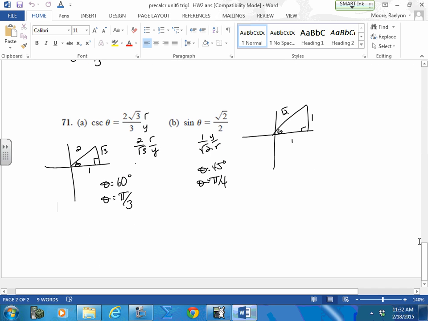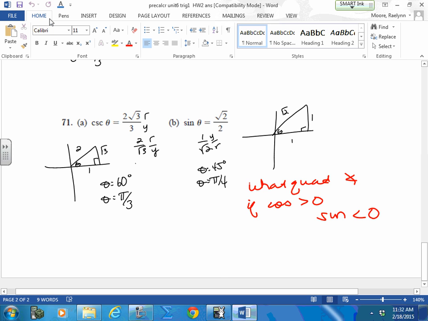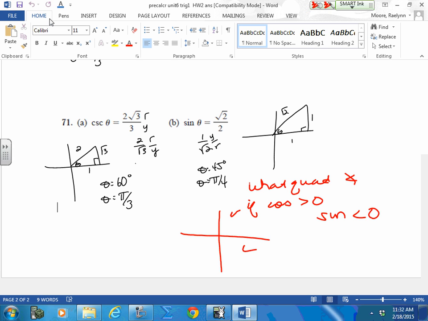Okay. Any questions for these? Sound good? So, where is cosine positive? What quadrant? First and the fourth, wherever x is positive. Where is sine negative? 3 and 4, wherever the y is negative, and they overlap here. Quadrant 4.